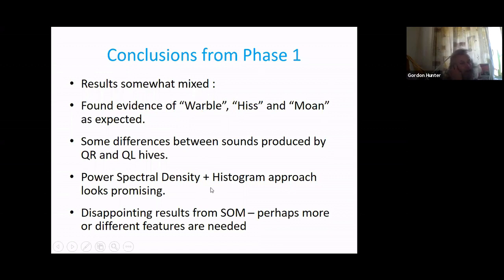But we did also apply a self-organizing map, a form of neural network. The results from that were a little bit disappointing. We've recently been looking at this data again using more recent machine learning techniques such as the LSTM, the long short-term memory type of neural network, and also various other classification algorithms. And those are showing much more promise in distinguishing between the queen-right and queen-less hives automatically. But that's work that's still in progress.